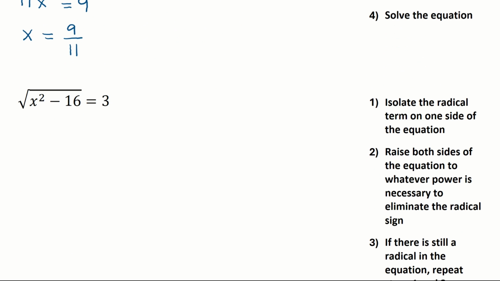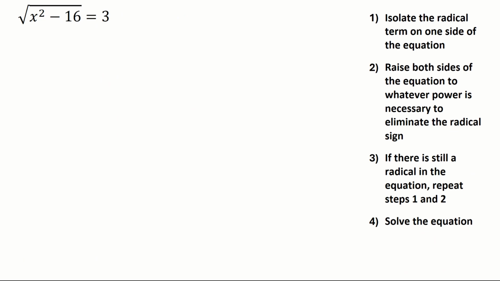Let's look at our next example here. So we have the square root of x squared minus 16 is equal to 3. Once again, first step is done for you, which is awesome. Second step, we're going to square both sides. So we have x squared minus 16. This is getting squared, and the 3 is getting squared as well. The square root of x squared minus 16, squared, is just x squared minus 16. 3 squared is 9.